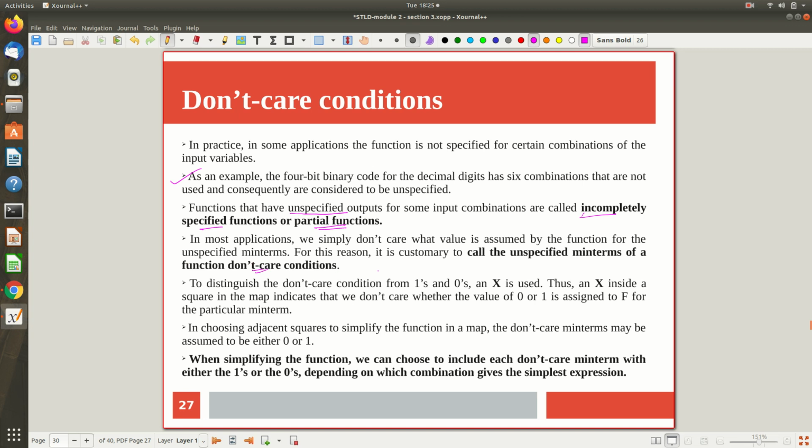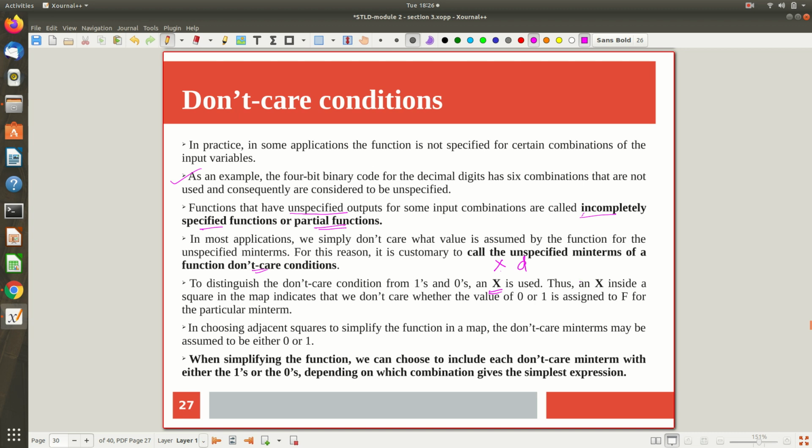So to distinguish them from 1 and 0, we use a special symbol. Typically, we represent this don't care with a symbol like an X, or sometimes we will use D, don't care, or X, something like that. There's an X mark inside a square in the map that indicates that we don't care about that particular minterm, whether it is 1 or 0. We are not expecting it as an input to the circuit. In the worst case, if it is coming, I am not worrying about the output, something like that.